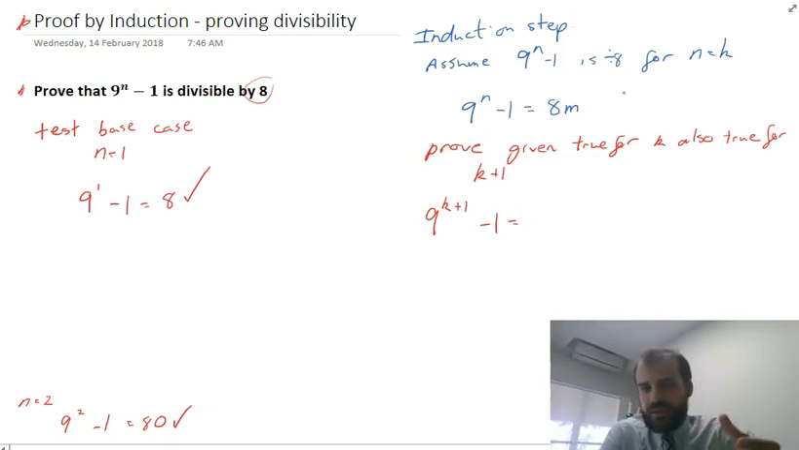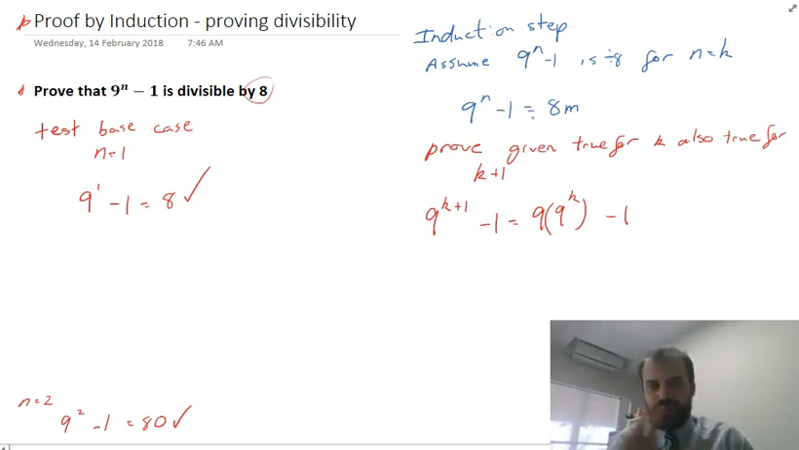The game starts now. What you need to do is make this into something that's divisible by 8. So this can be rewritten as 9 times 9 to the k. So that's our reverse of an index law here. We're saying 9 to the k plus 1 is equal to 9 times 9 to the k. And then there's a little minus 1 here on the end.